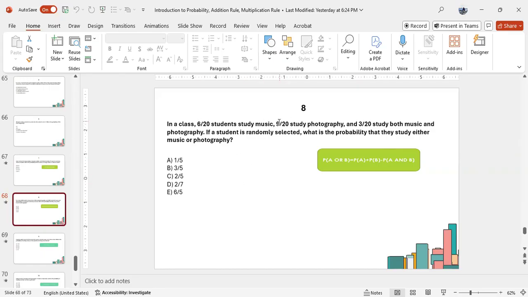We'll first add 6 and 9. 6 plus 9 equals 15, and 15 minus 3 equals 12. 12 by 20, both of these are divided by 4, so we'll get the simple answer of 3 by 5.